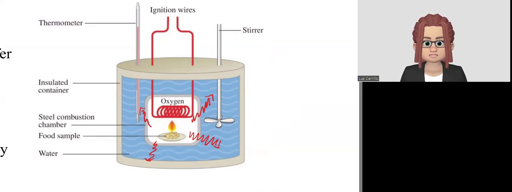In other words, the thermometer is going to capture what is the temperature of the water before the flame was formed and it released heat versus after. And with all of the data that is obtained here, then scientists can determine how much chemical energy is contained in food products.